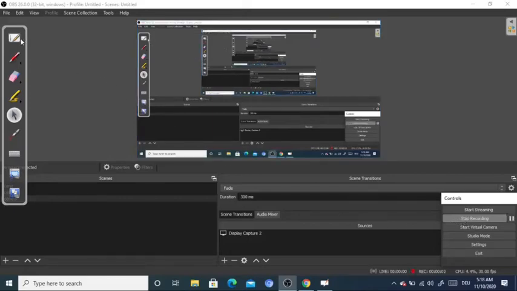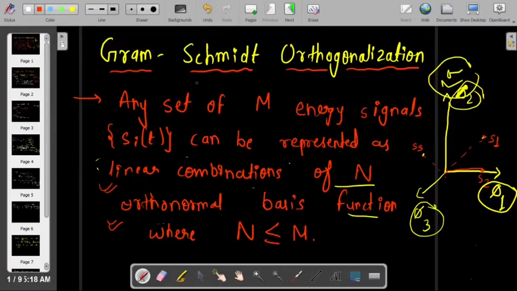Hello all, so now I'll be starting with signal space representation, and thoroughly we will be discussing the Gram-Schmidt orthogonalization process, which is nothing but signal space representation. Okay, so here what Gram-Schmidt said is that any set of m energy signals, mind that these are energy signals, because in the real world we have energy signals, that is, signals which have finite energy. Otherwise, if we had infinite energy, then the energy crisis of the world would have been solved.